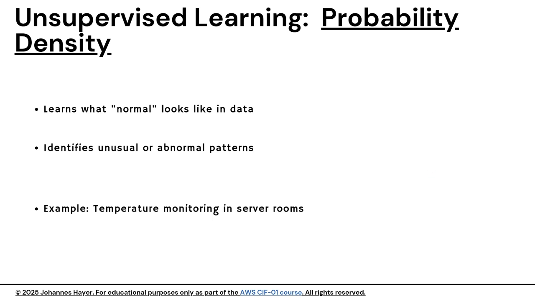Probability density is like teaching AI to develop a sense of what's normal and what's not. Think of a temperature sensor in a server room. It learns the typical range of temperatures throughout the day. When it sees a temperature that's unusually high or low, it can flag this as potentially problematic. And this technique is particularly useful in monitoring systems and detecting anomalies that might indicate problems before they become serious.